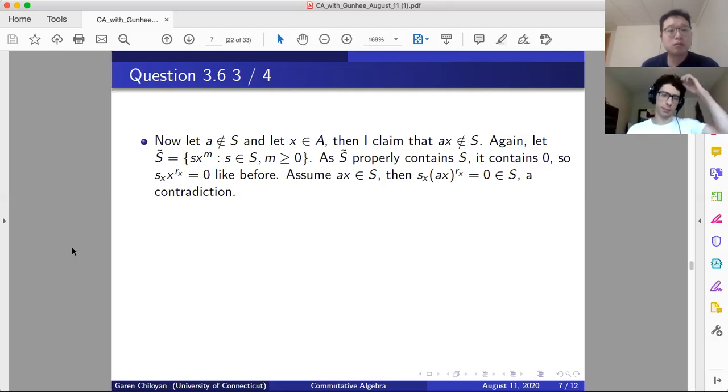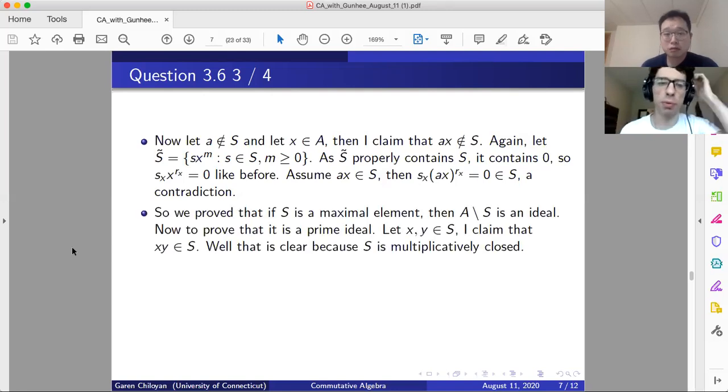It's in fact an ideal. Okay, how do we prove it's a prime ideal? If S is a maximal element, then the complement is an ideal. To prove that it's a prime ideal, it's very simple. Let's say X and Y are not in A complement S. That means they're in S. So their product is in S because S is multiplicatively closed. That means their product is not in A complement S. That's exactly what we need to prove that A complement S is a prime ideal. So we're done.